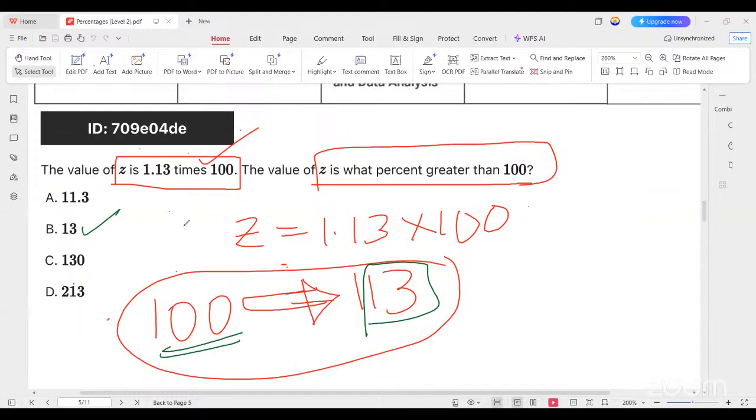Yes. Whatever they mentioned, I wrote it here, and it is nothing but 113. 113 is what percent greater than 100? So if 100 becomes 113, so 13%.